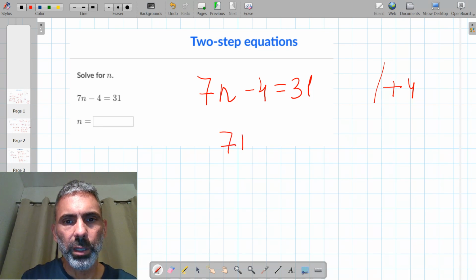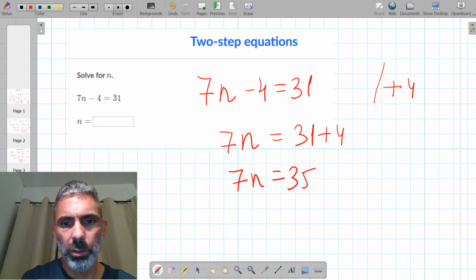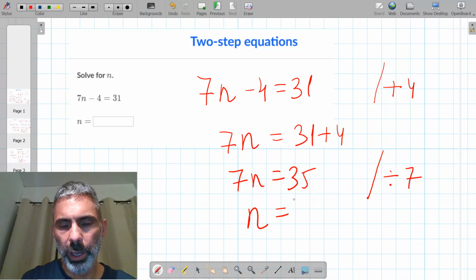So on the left hand side I'm left with 7n, and on the right hand side I have 31 plus 4. So 7n equals 35, and now to isolate the n, I need to divide both sides of the equation by 7. So n equals 35 divided by 7, which is 5.